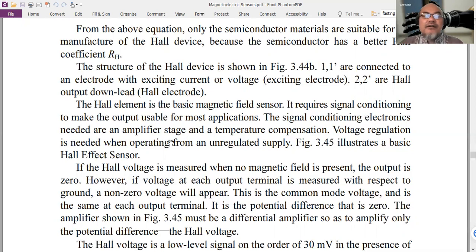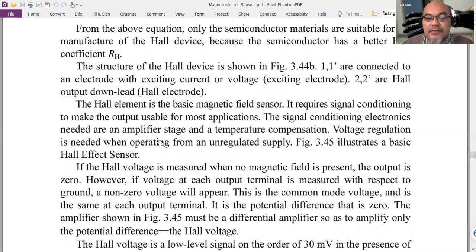The signal conditioning needed will therefore be an amplifier stage as well as temperature compensation, because when temperature changes, usually the resistivity as well as the mobility of the electrons in the semiconductor will change also. Voltage regulation is needed when operating from an unregulated power supply.